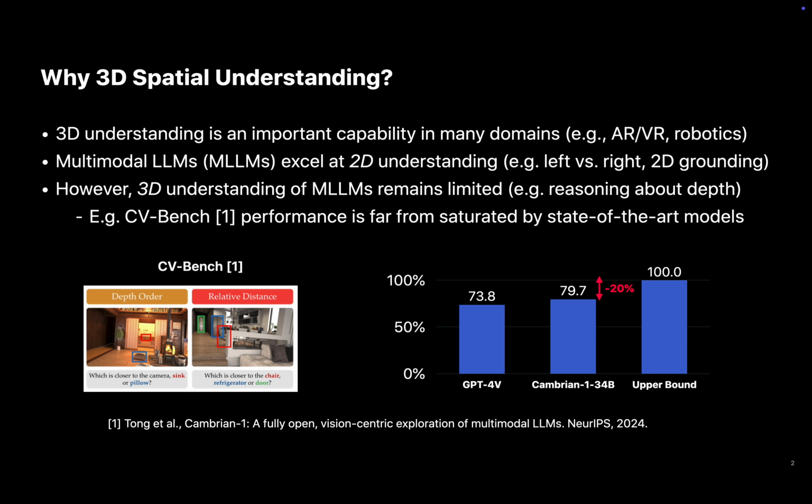And this is kind of a simple 3D task in some sense, because it's just about relative distances between objects or between objects and the camera. But even on this task, state-of-the-art models struggle quite a bit. As you can see here, the upper bound of 100% is not reached by a 20% margin. So the Cambrian 1 34B model is quite far away from this. And this is one main motivation for our work here, to improve these capabilities.